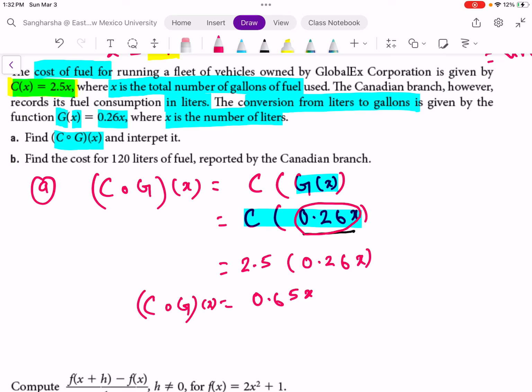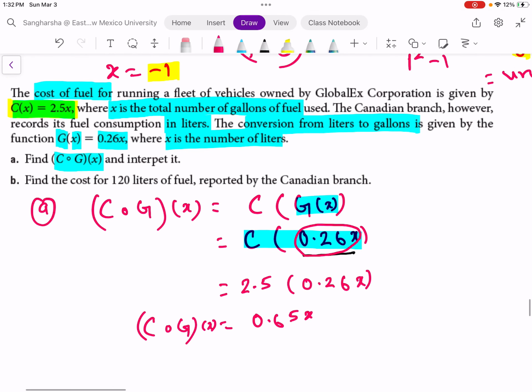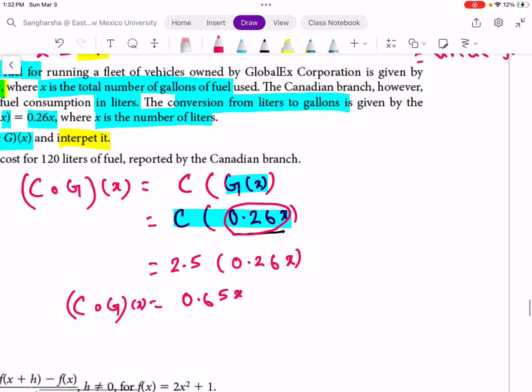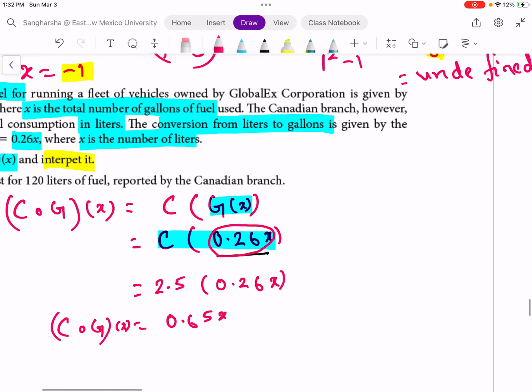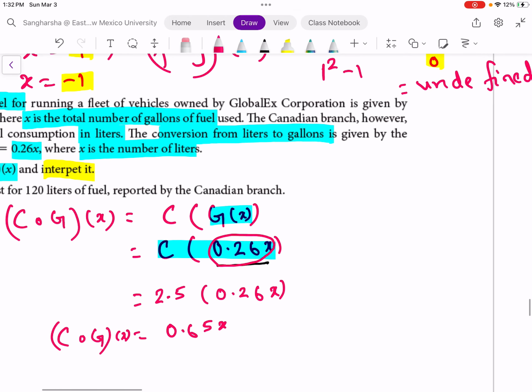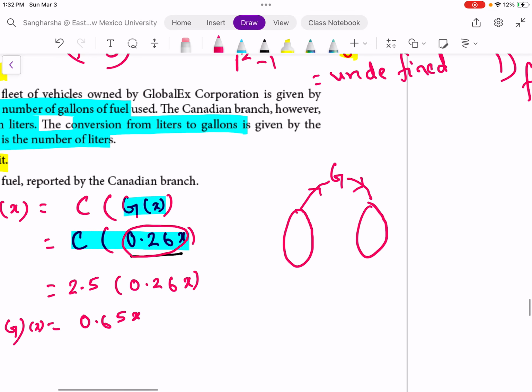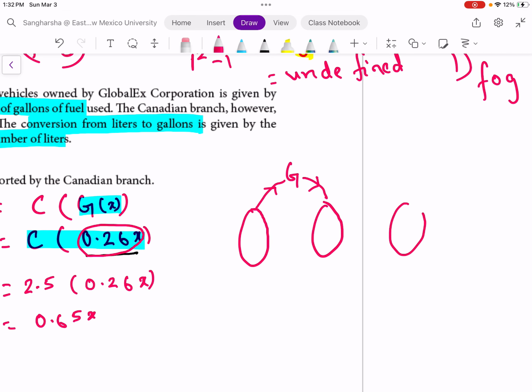Now it tells us to interpret this. Let me draw a mapping diagram here. So we have a G function, which is the function from the first set to the second set, and it converts liters to gallons. And we have a cost function here. So this is our cost function.